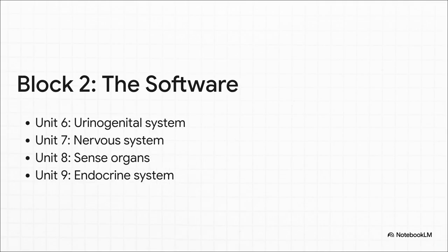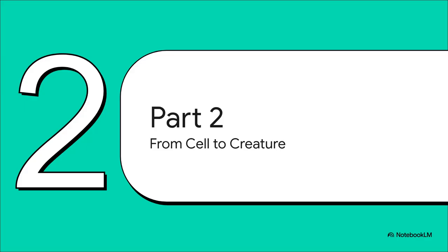Then we move on to block 2, and this is where we get to the software. This is the cool stuff. These are the body's incredible control systems. You've got the nervous system, which is like the central processor. The sense organs, those are your inputs. And the endocrine system, well, that's what's regulating everything from behind the scenes. Which brings us to part 2, from cell to creature.